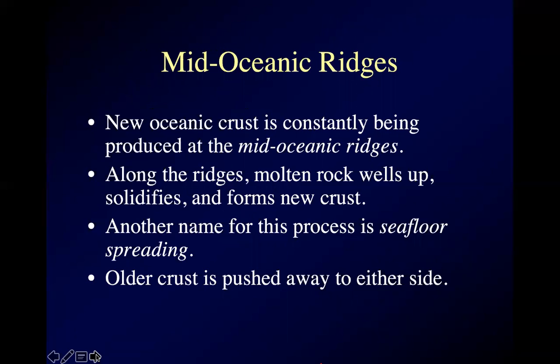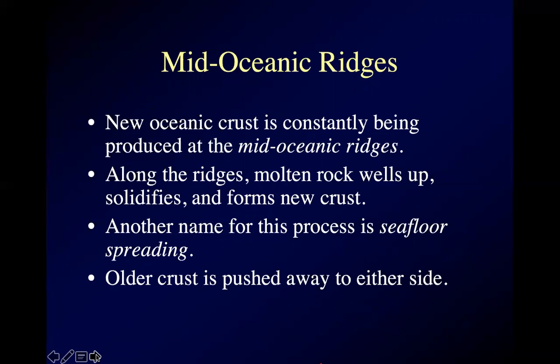When plates move apart, we get a structure called a mid-oceanic ridge. And this is where new oceanic crust, solid rock at the bottom of the ocean basins, is constantly being produced at the mid-oceanic ridges.